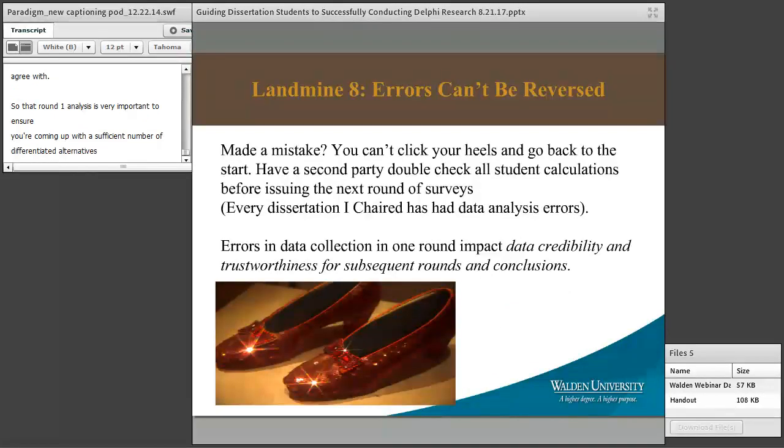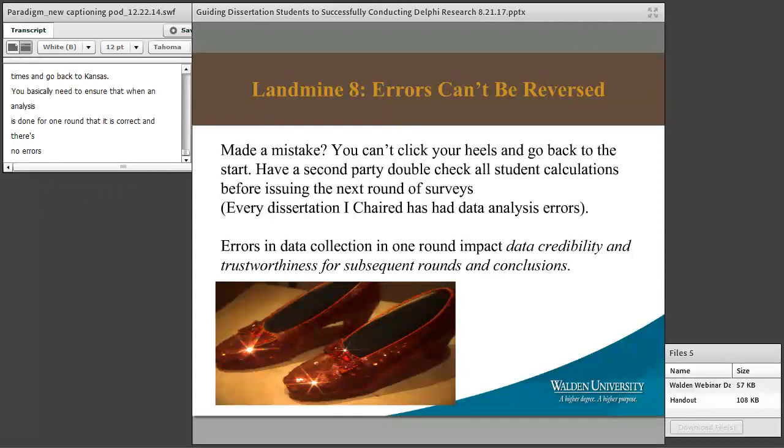Landmine number 8. You can't click your heels 3 times and go back to Kansas. You need to ensure that when an analysis is done for one round, it is correct and there are no errors. Because if there are, you're carrying those errors into the next survey and the next survey. And you're not going to say to everybody at the end of round 3, oh, by the way, there were some mistakes, let's start the clock again. So errors in data collection in round 1 impact credibility and trustworthiness of data for subsequent rounds and conclusions.